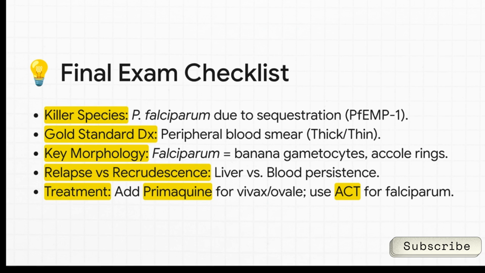Thick for detection, thin for speciation. What's the key look for? Falciparum, banana-shaped gametocytes, and those little accolé rings. Relapse is from the liver in vivax and ovale. Recrudescence is from the blood in falciparum. And treatment? Remember to add primaquine for vivax and ovale and use ACT for falciparum. If you know this slide, you are in great shape.